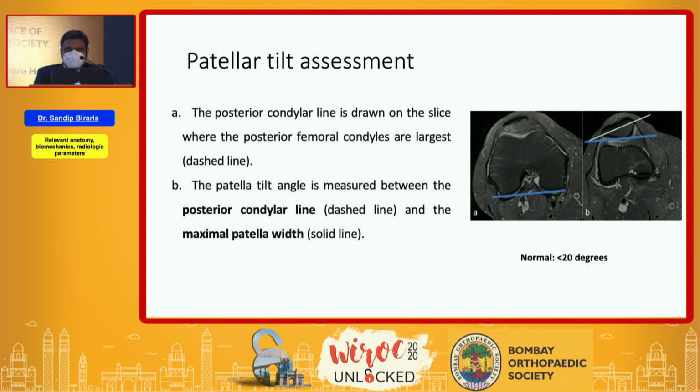Another important structure is patellar tilt assessment, where the posterior condylar reference axis is drawn, then a line is drawn from the maximum width of the patella. The angle formed is the patellar tilt angle. Normally it should be less than 20 degrees.